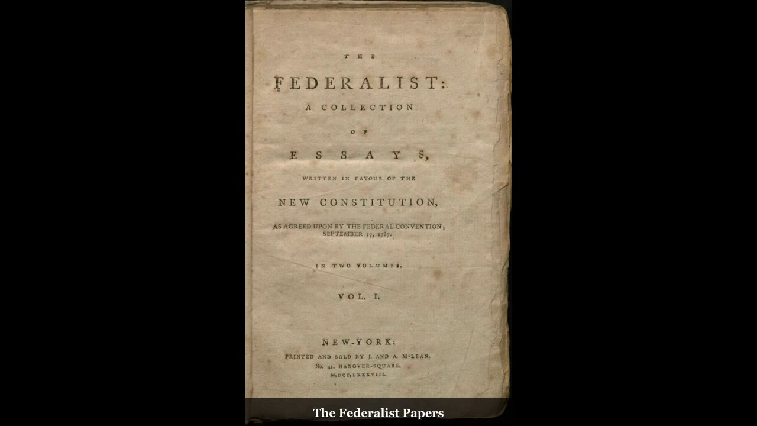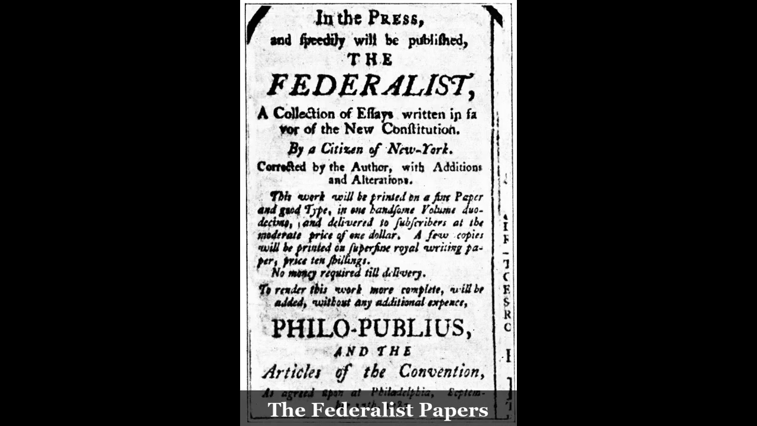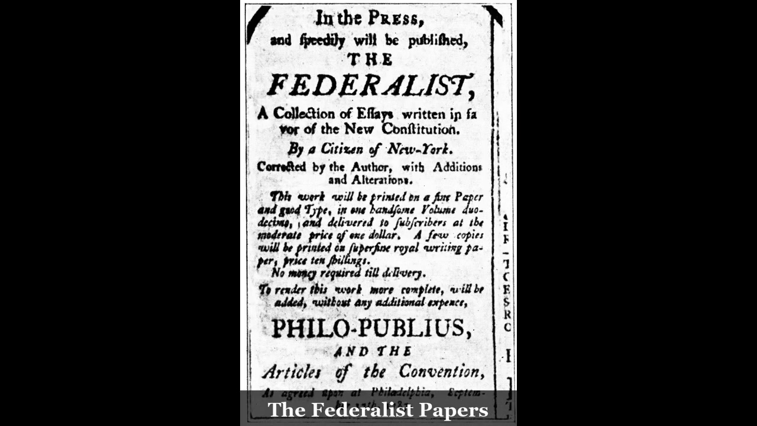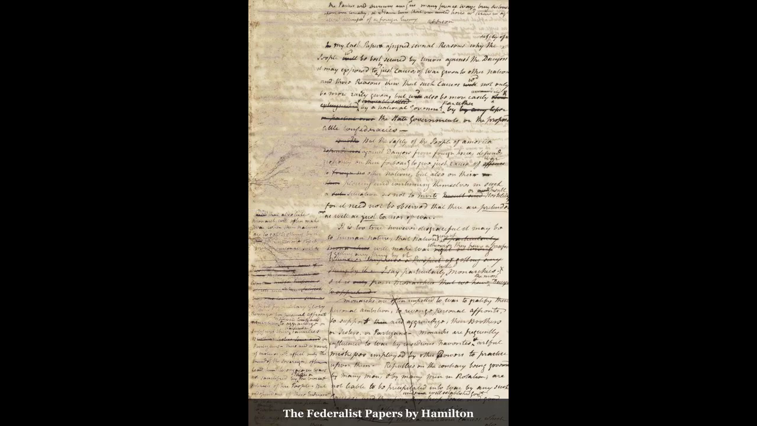The Federalist Papers also relates to the tradition of civic humanism, which emphasizes the importance of active citizenship and the common good. One of the key themes in the Federalist Papers is the tension between individual liberty and collective security.